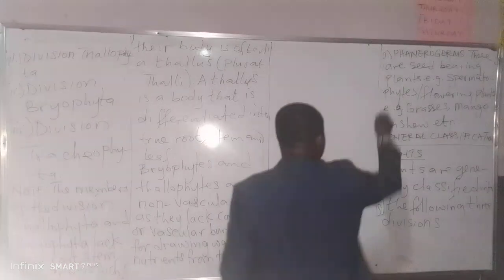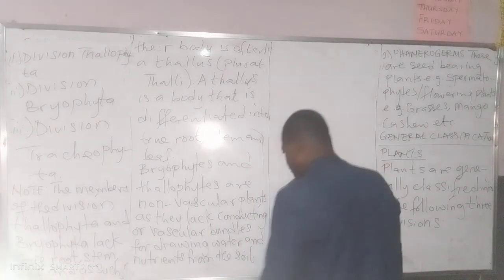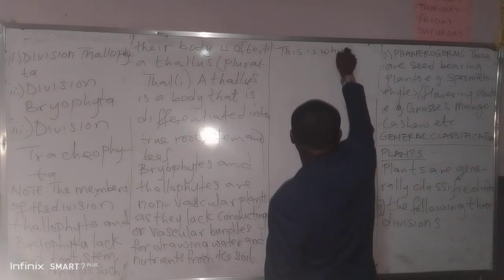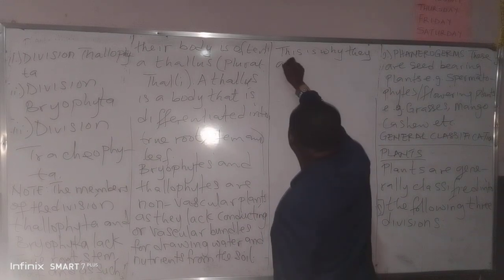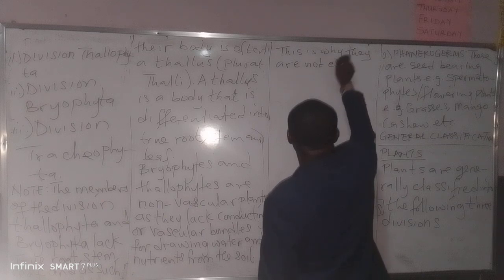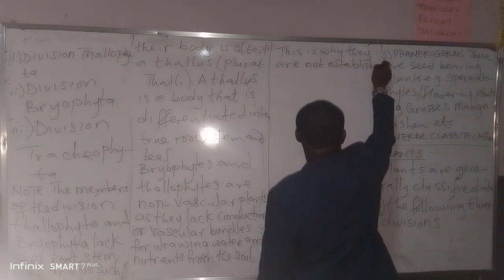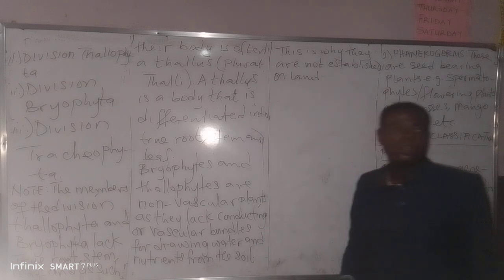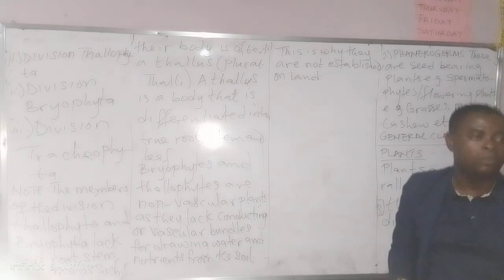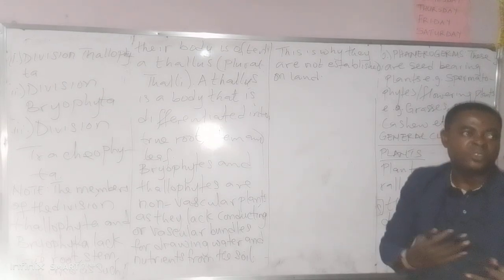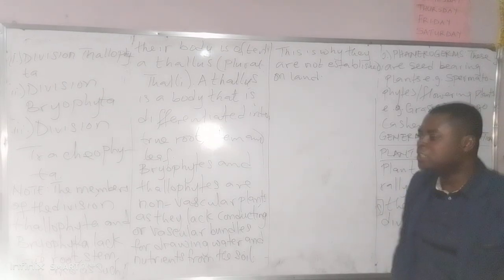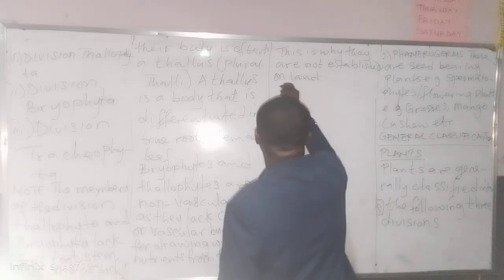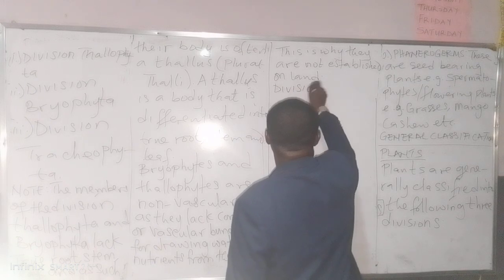Now, this is why they are not established on land. So when you will see most of them, it's on rocky surfaces or abandoned walls. So when you see Spirogyra it is on an abandoned wall, you will not see them on the soil because they don't have vascular bundles. Take note of that. Then let's look at the division Thallophyta.